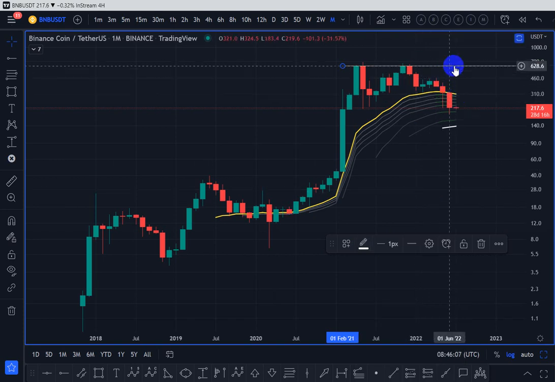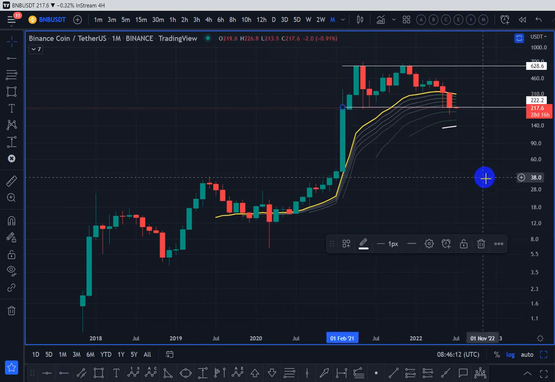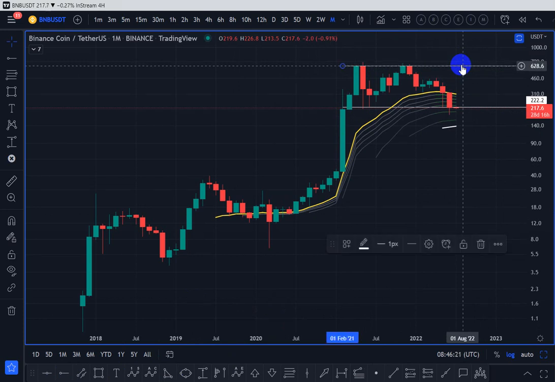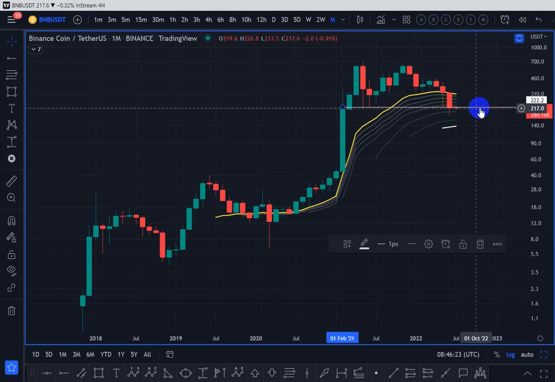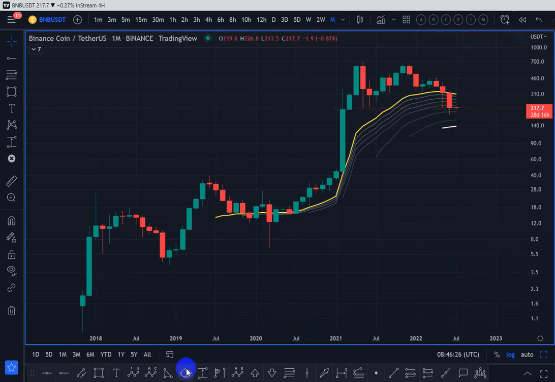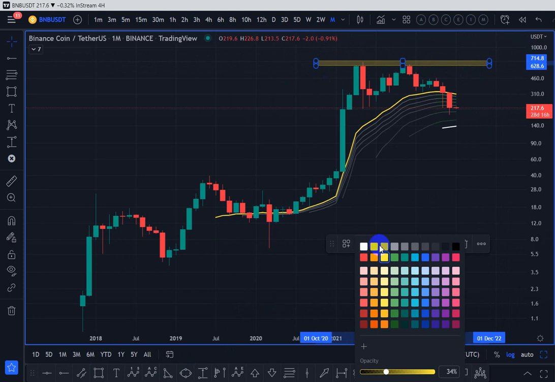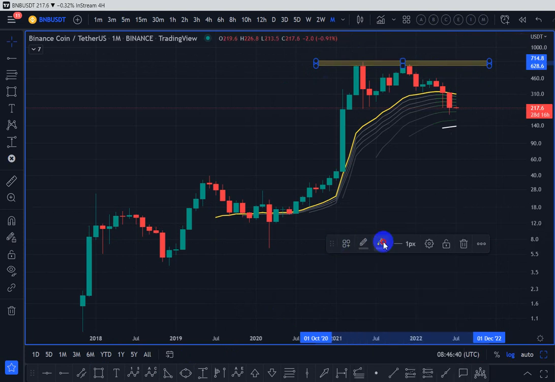But later I realized that marking it like this is not really helpful, because a lot of times the price goes in a kind of range, and it's better to mark them as zones and areas. That is just my opinion. Of course, some of you may use horizontal lines, but I prefer to do it like this. Usually I mark it with some kind of neutral color.